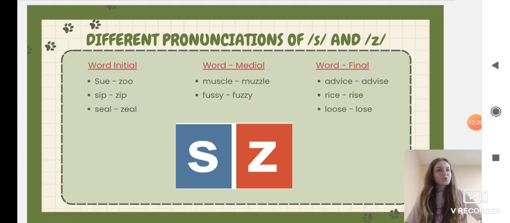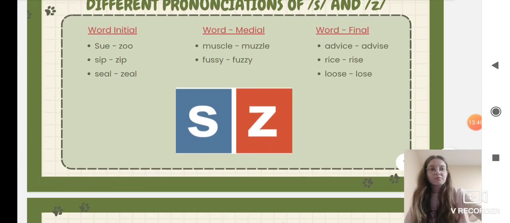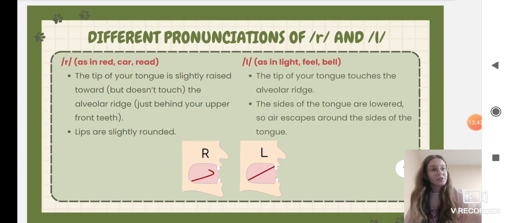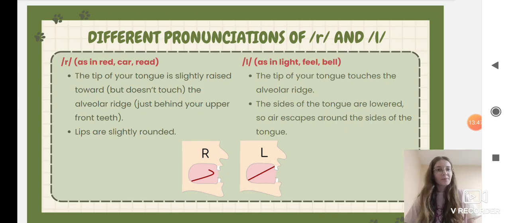These differences are also very important for our intelligibility because they can lead to very important complications, so you need to be careful while pronouncing them. We have a lot of tricky consonants, but our next tricky consonant is different pronunciations of R and L.